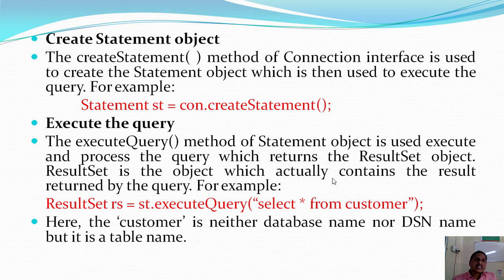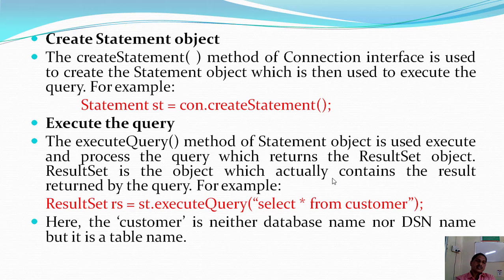The createStatement method of the Connection interface is used to create the Statement object, which is then used to execute the query. For example: Statement st = con.createStatement(); This is the method to create the Statement object st. Next is executing the query. To execute the query, the executeQuery method of the Statement object is used to process the query, which returns the ResultSet object.